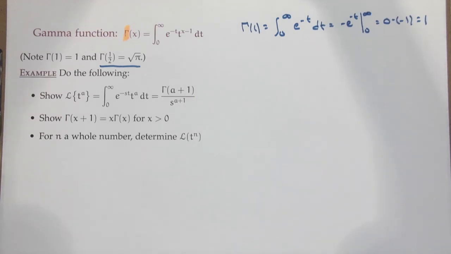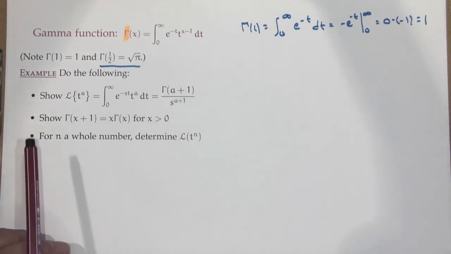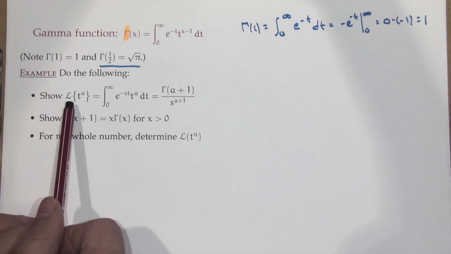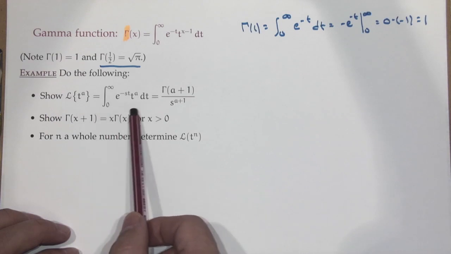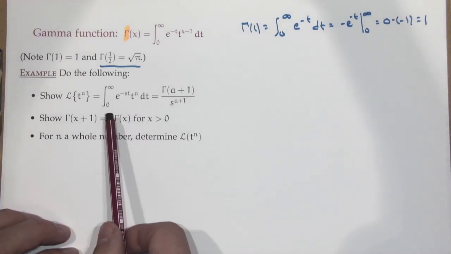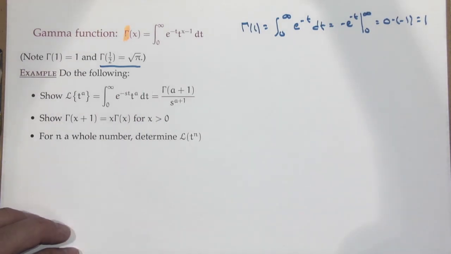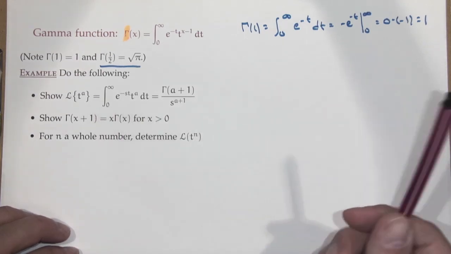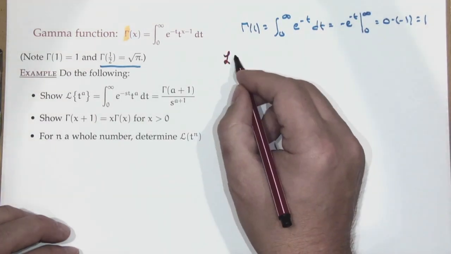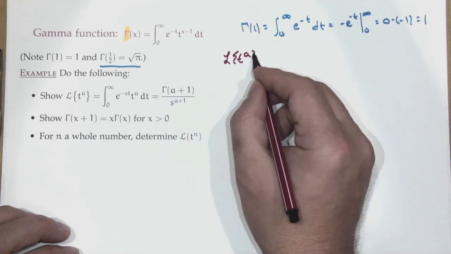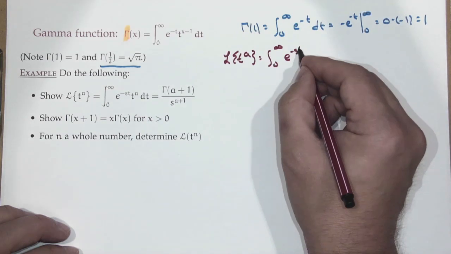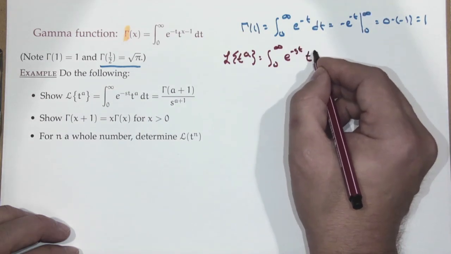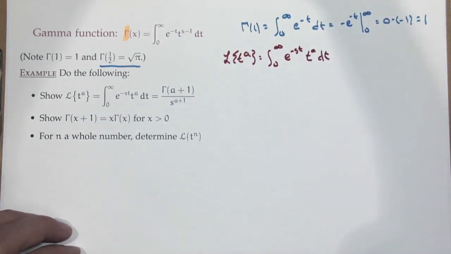Okay, so what's the punchline? Well, there's a couple of things. Let's figure out how do we take the Laplace transform of t to a power. Well, it tells us right here what you have to do, because this is the definition of taking the Laplace transform of t to a power. Okay, so we have the Laplace transform of t to the a, integral from 0 to infinity of e to the minus st times t to the a dt.